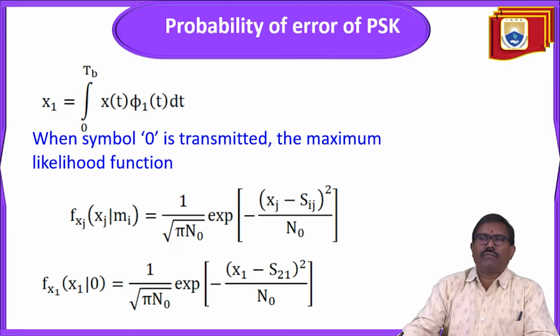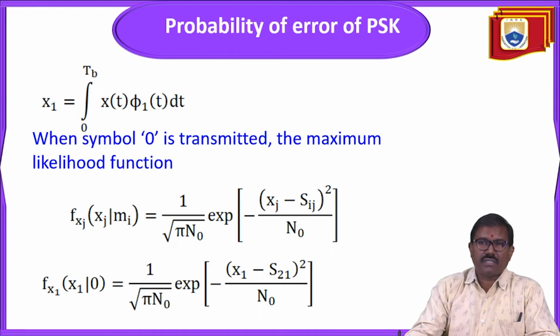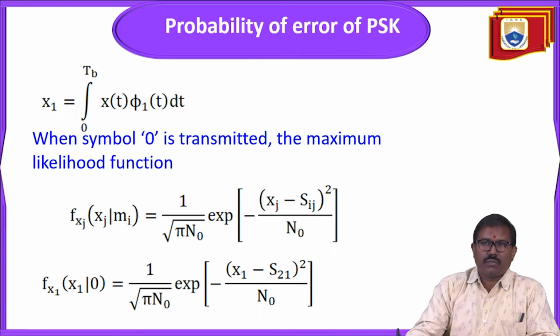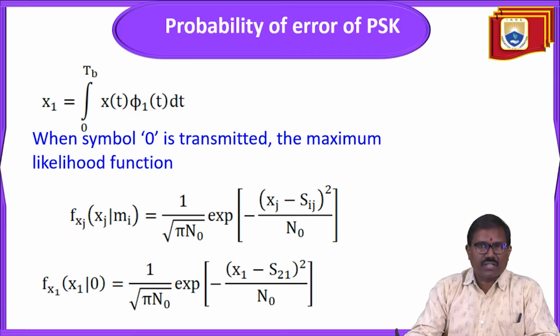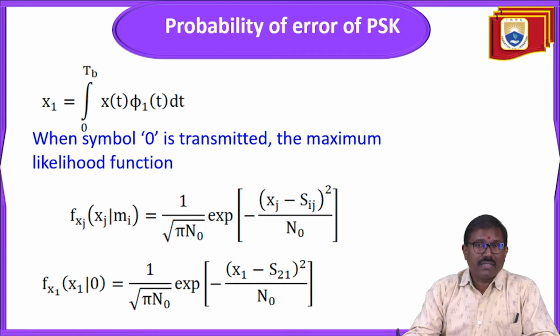First, the probability of error of PSK we are considering. Why? Because PSK is easy to understand, so we are taking PSK for a better understanding. In PSK, the first expression is x1 equal to the integral from 0 to Tb of x(t) phi1(t) dt. We know phi1(t) is the orthonormal basis function, and this basis function is used in the transmitter.